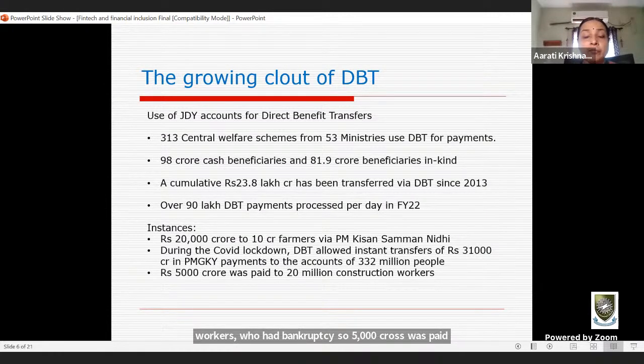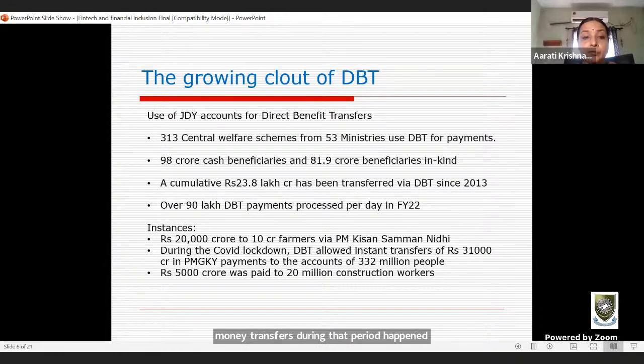So usually when the government needs to make payments, verification becomes a problem. Anybody can come there and say, I am so and so, and collect the money. But how do you verify? So giving it to the right person. Now with the Jan Dhan Yojana account, which is already KYC'd, that problem got solved, and therefore a lot of money transfers during that period happened via the Jan Dhan Yojana accounts.